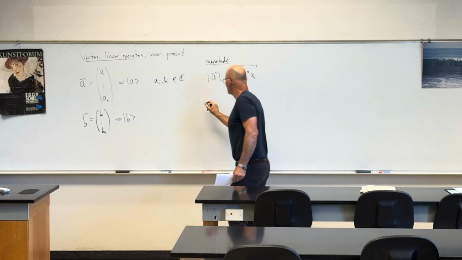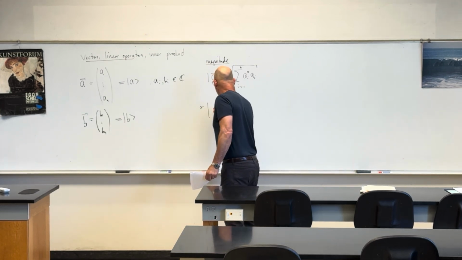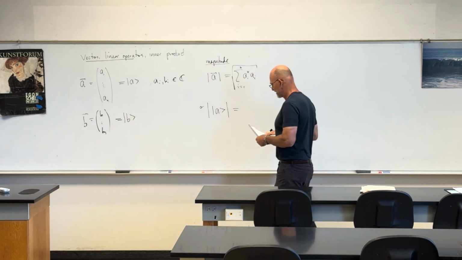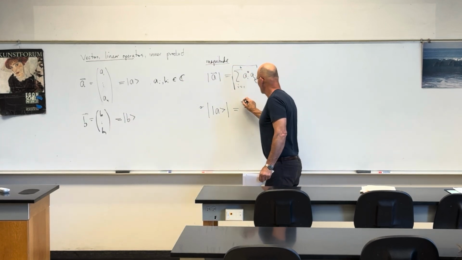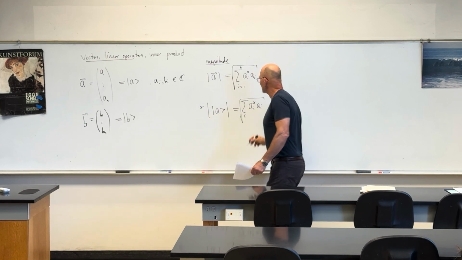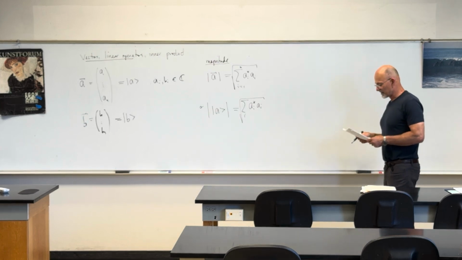Or with the new nomenclature, the magnitude of this vector A is the same: the square root of A_i star A_i. So that was the first step.